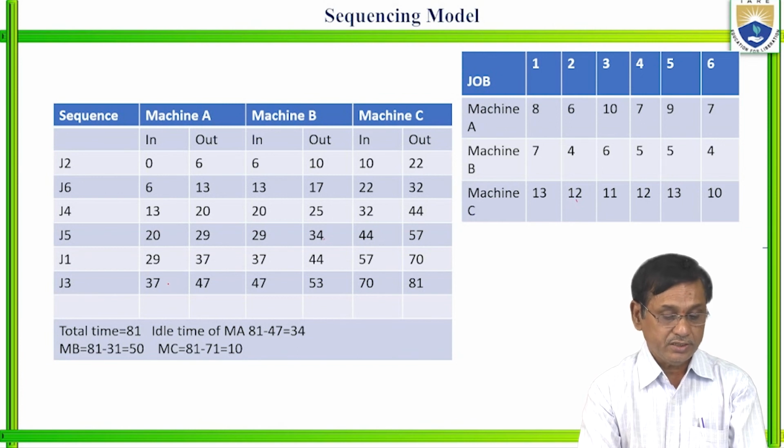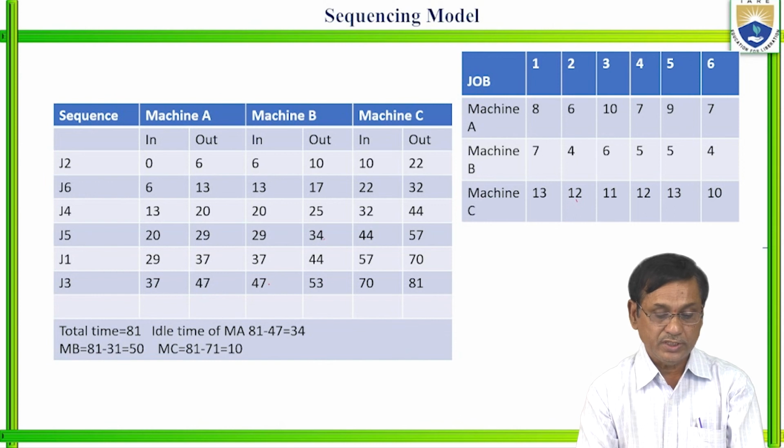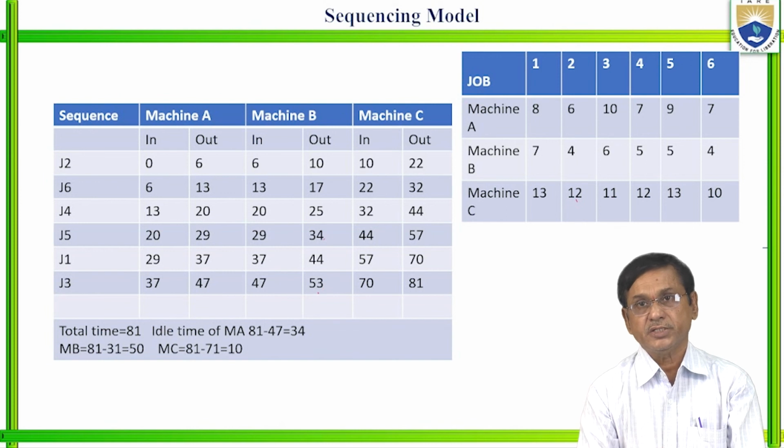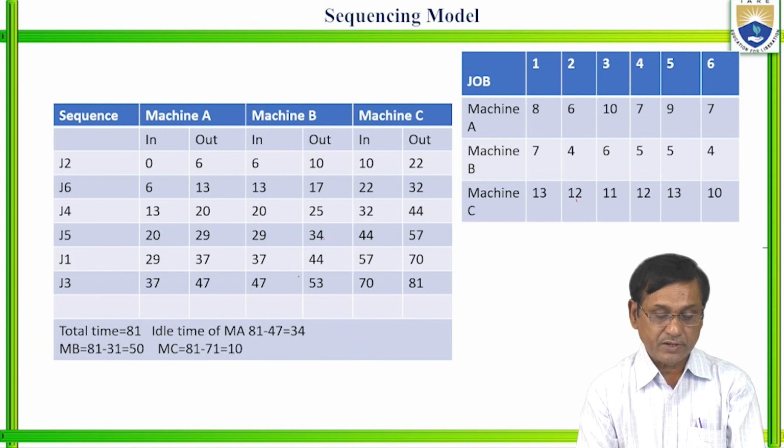Then J3 is concerned. It will enter machine A at the 37th hour and the processing time required is 10 hours, so it will be finished by 47 on machine A. Then J3 goes to machine B after the 47th hour, and the processing time required is 6 hours. So it will be finished by the 53rd hour. At the end of 53 hours, it will be completed.